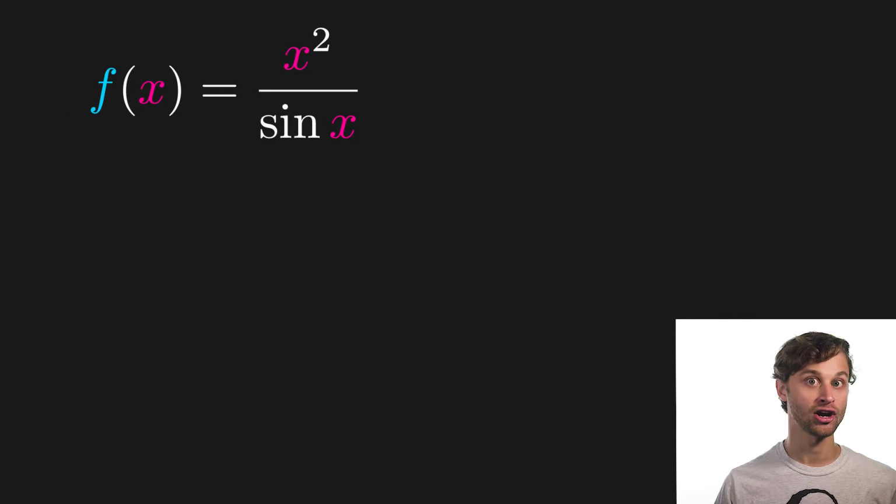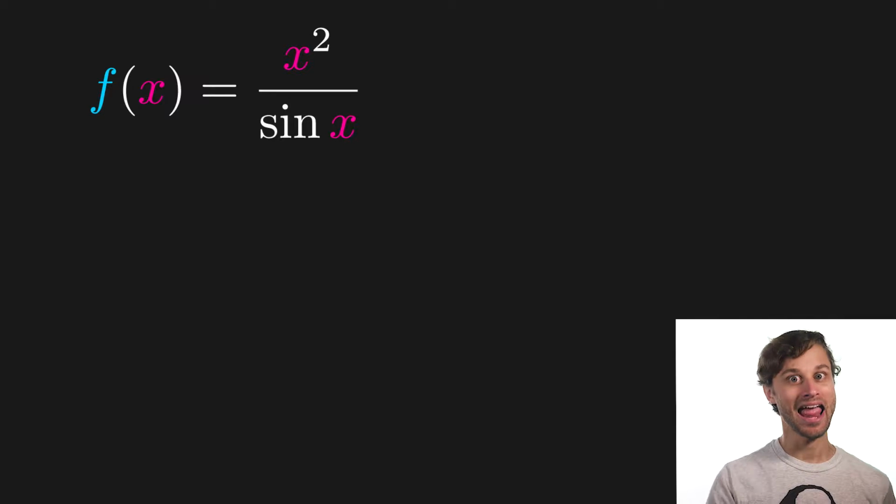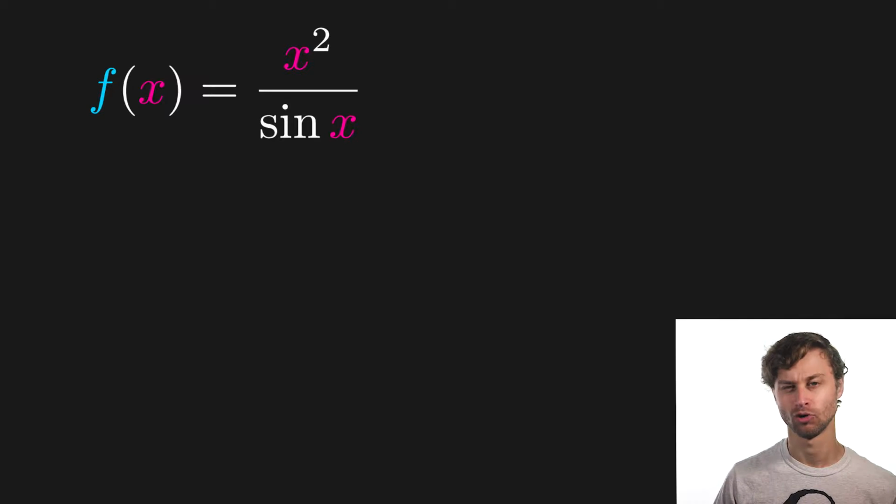Today we are tackling this problem involving combining functions. Can you describe the behavior of this function? f of x is equal to x squared over sine x, in that it behaves both as a quadratic function and as a sinusoidal function, or trig function.